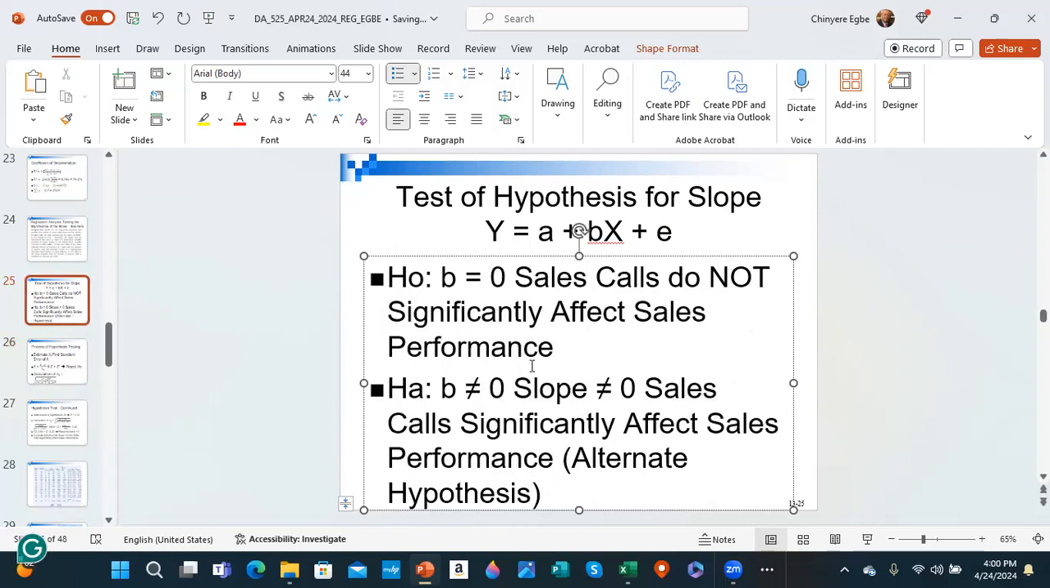The null hypothesis is simply that B is equal to 0. There is no relationship between sales calls and the number of copies that are sold. That is the null hypothesis, okay? And the alternate hypothesis is that B is not 0. That is to say that the slope of the equation is not 0, that sales calls significantly affect the performance of the salesperson, okay? So that is how we state the null hypothesis.